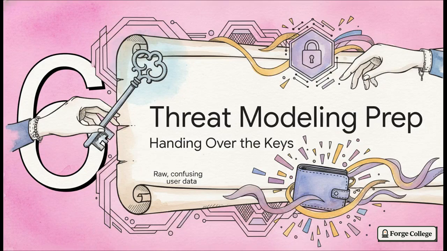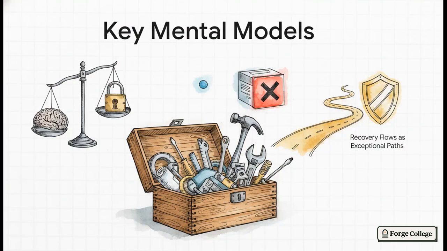Finally, part 6, ready for threat modeling. It's time to hand over the keys. Look at that. We've successfully turned confusing, raw user data into a totally polished smart wallet artifact. That is absolutely worth celebrating.